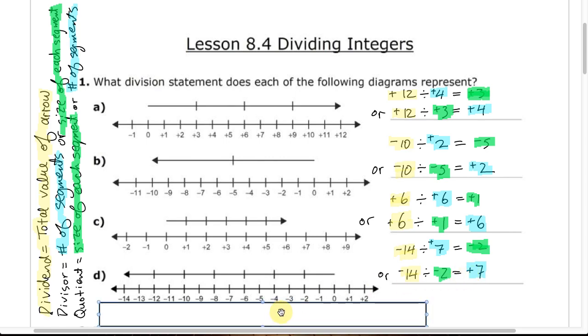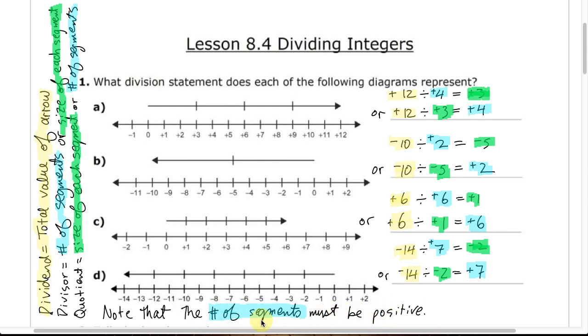So there's an important thing to realize here, and we looked at this in lesson 8.3 as well, which is that the number of segments must be positive. It doesn't make sense to talk about negative 2 segments. You can say segments of size negative 2, but the number of segments must be positive.